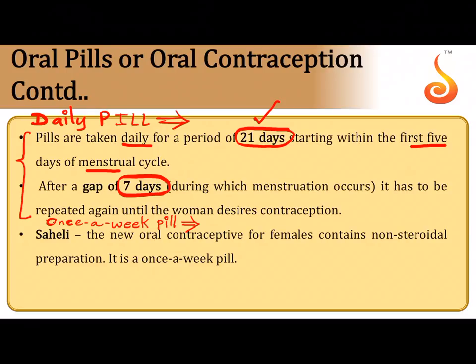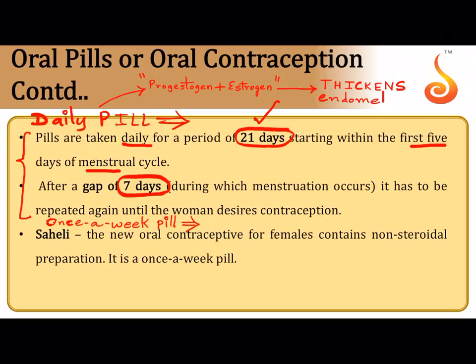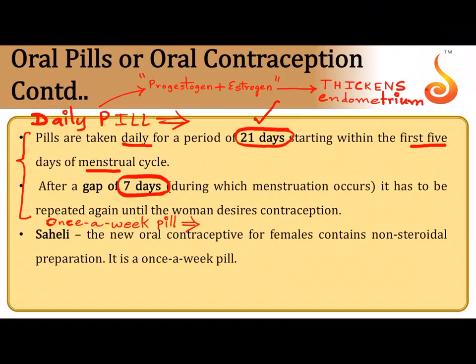Because what happens in the case of the daily pill is that, imagine a daily pill is a combined pill. It contains progestogen plus estrogen. And you all have learnt in the menstrual cycle, whenever there is progestogen and estrogen in the blood, what do these lead to? These cause the thickening of the uterine lining. The uterus becomes very, very thick. Which layer of the uterus? The innermost layer of the uterus, which is called endometrium.